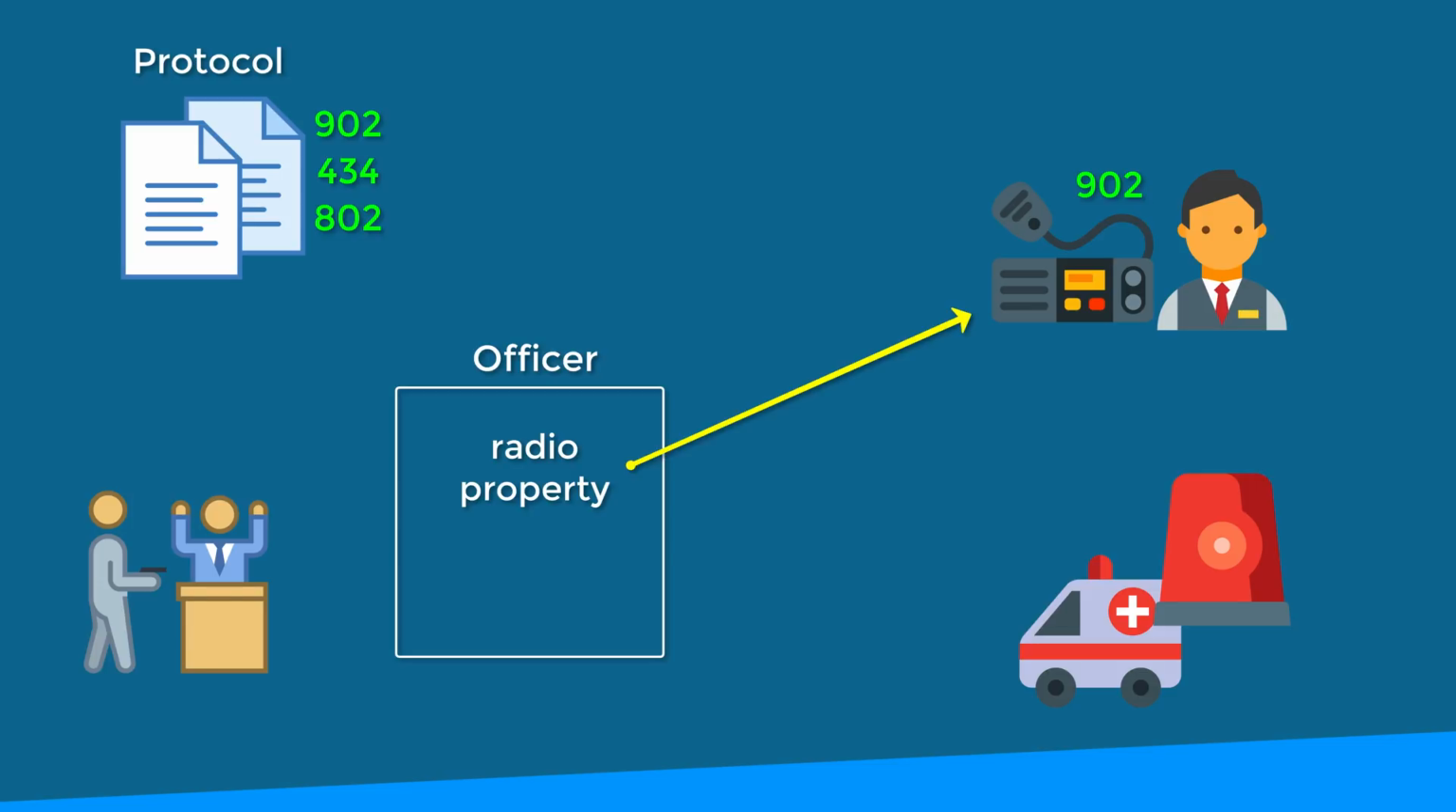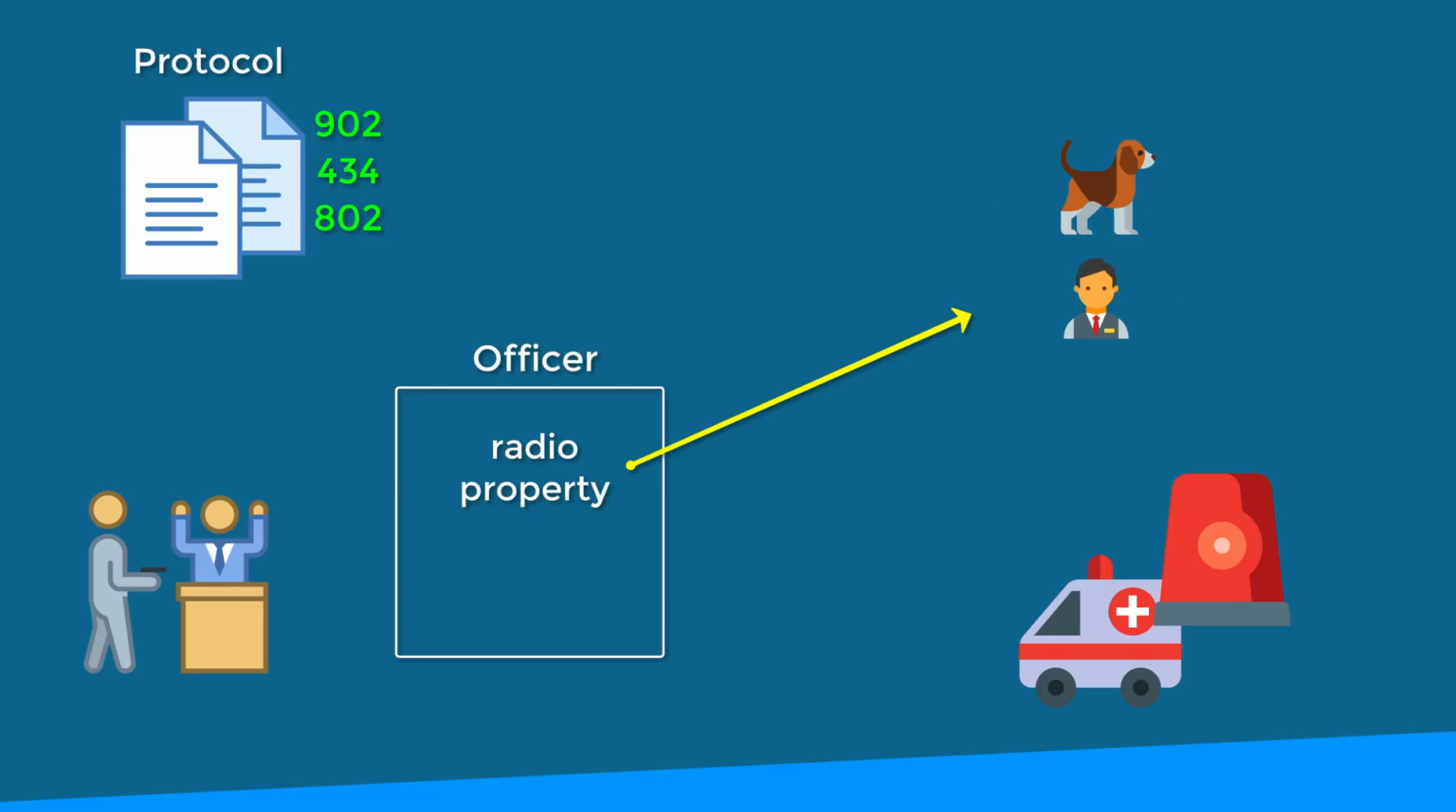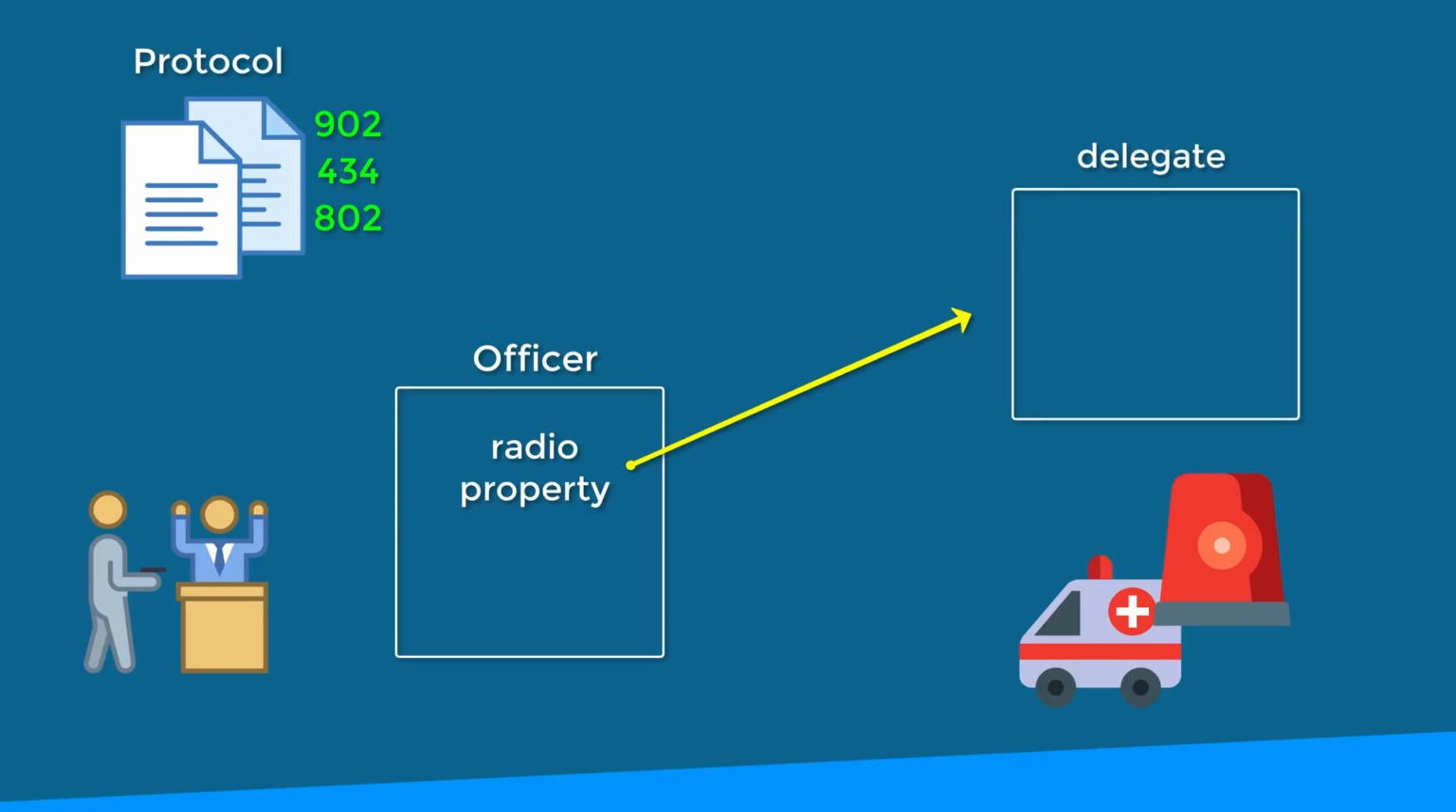Now again, the officer has a radio property that references another object on the other end of the line. The officer doesn't care what or who this object is. It can be a person, it can be a dog, a cat, an alien. As long as it conforms to the protocol and understands the codes, then it's all good. This other party is called the delegate. So the property on the officer's side is sometimes called the delegate property.